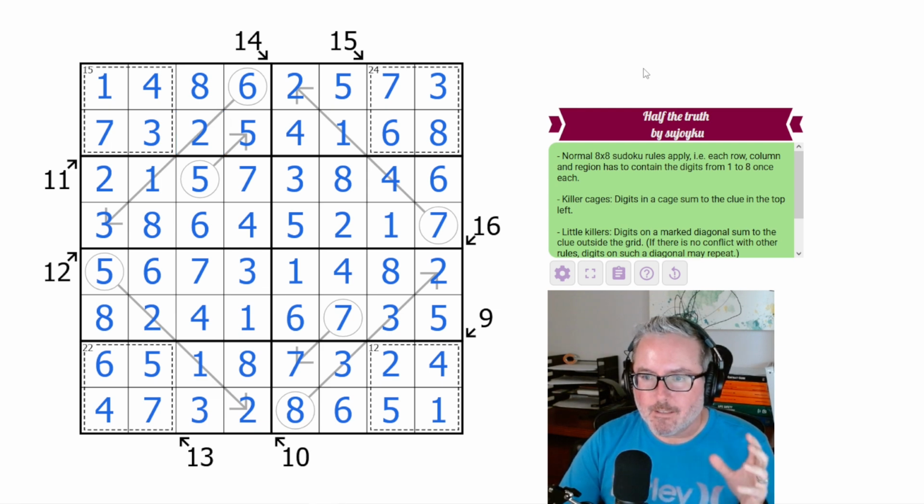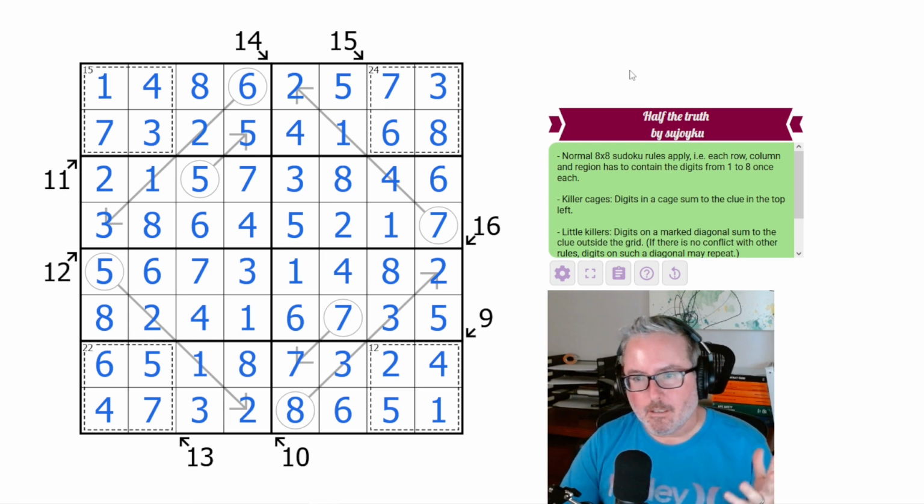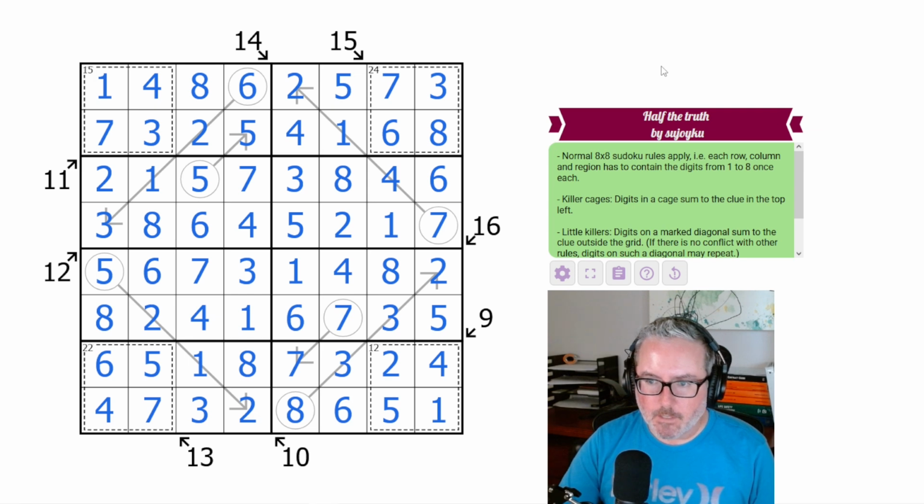But again, it's an 8x8, so it's kind of a novelty, I guess, in the concept of normal Sudoku. So, had a ton of fun with that one. It was, like I said, fairly quick, about a 20-minute solve or so.